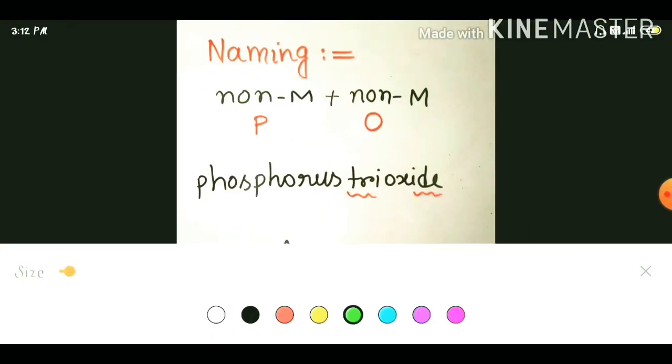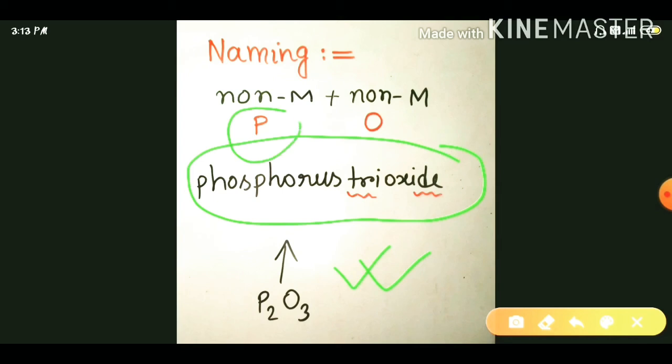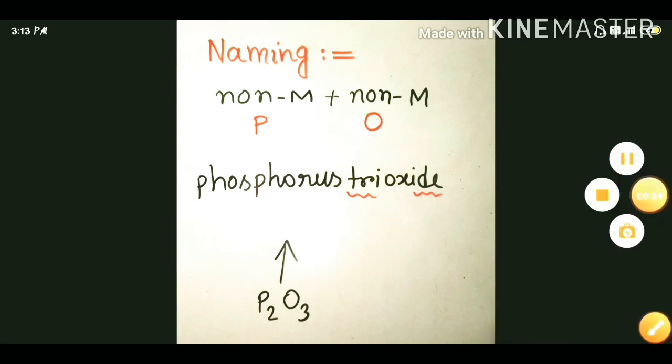But what will be its name? What is its chemical name? This is phosphorus trioxide. But why? Because the first P, that is first non-metal, is written as it is, but the next non-metal is written with ide, that is oxide, and with tri, trioxide, because 3 oxygen is present here. Okay, this prefix and this suffix is added. Okay, right? For non-metal relationship, this is clear.